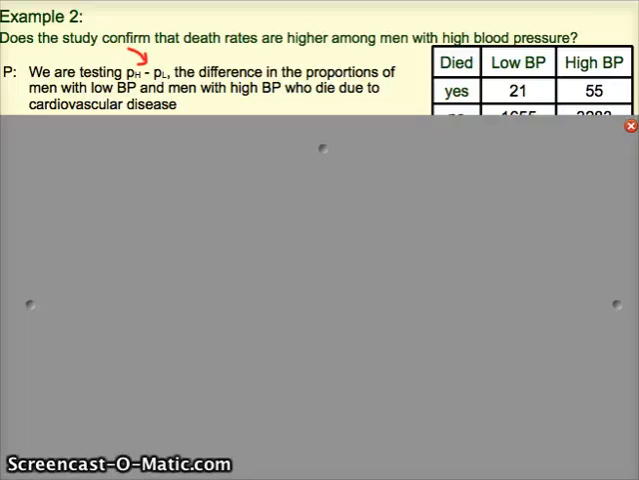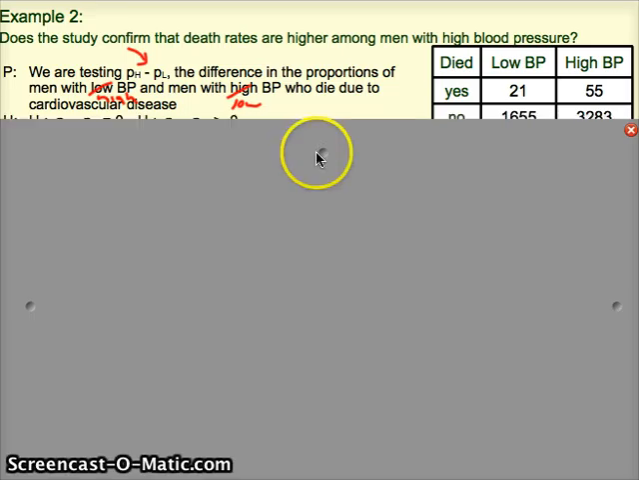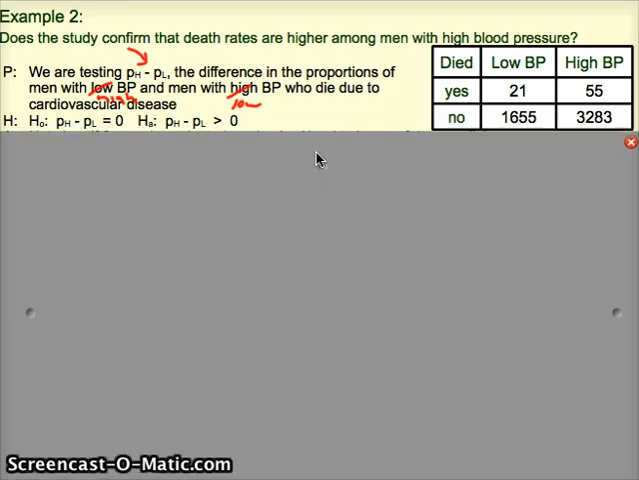So we're testing p-hat high minus p-hat low, the difference in the proportions of men. I didn't switch it here. This should be high, and this should be low. The difference in proportion of men with high blood pressure and men with low blood pressure who died due to cardiovascular disease. Again, I've used symbols on the proportions to help keep things straight. I've defined what the p's stand for, and I've told you what populations we're dealing with. Here are my hypotheses.